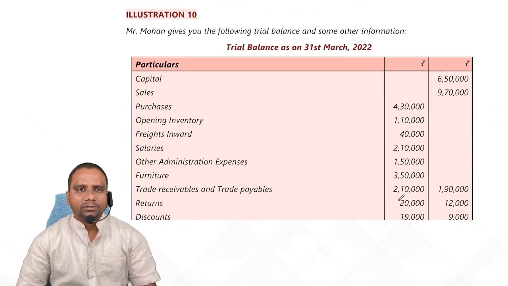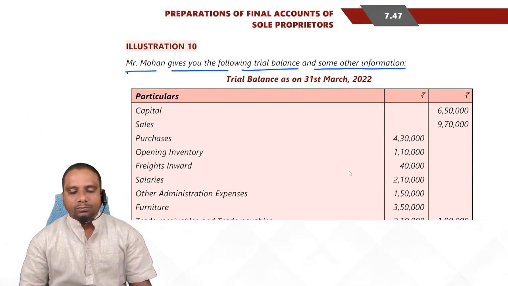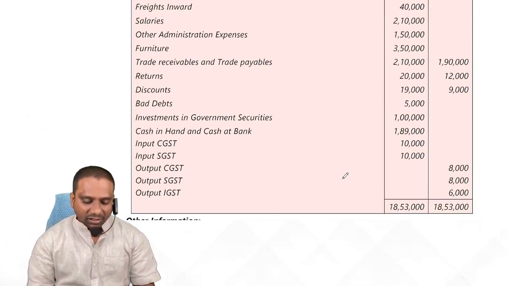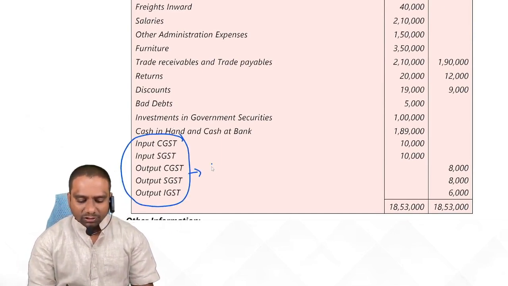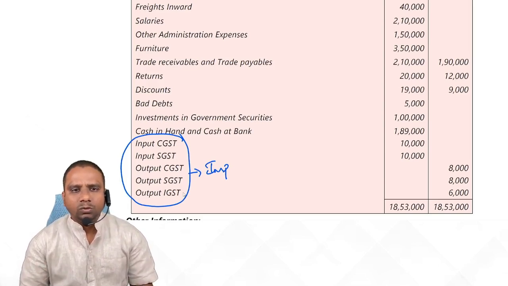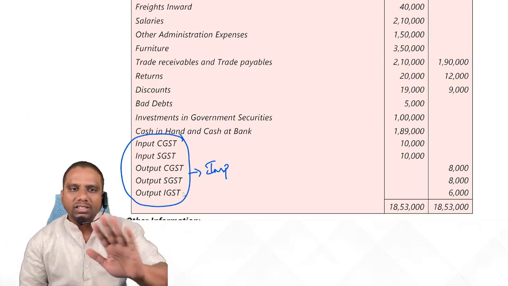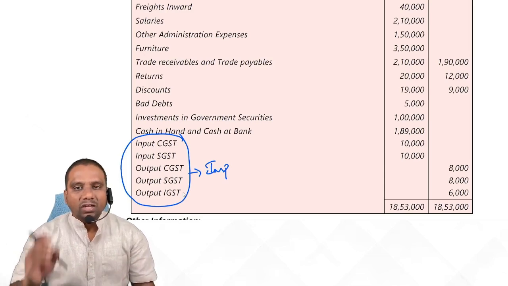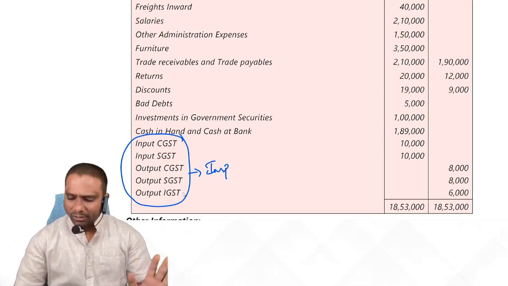Next look at illustration 10. Mr. Mohan gives you the following trial balance and some other information. Look at the trial balance here. This trial balance contains input and output GST. Very important: suppose you don't know how to adjust this input and output GST, then simply ignore these items. Remaining items you can write in the appropriate place.